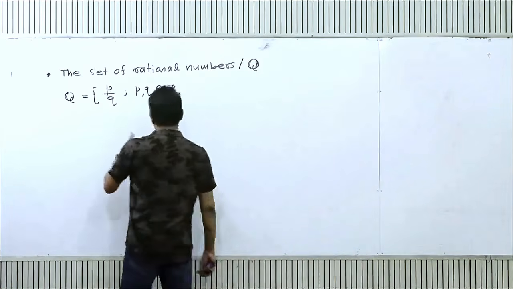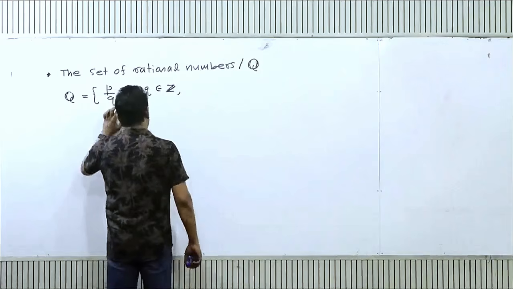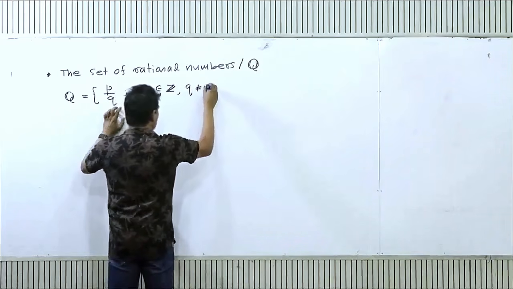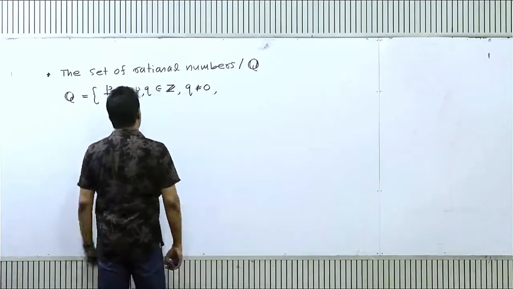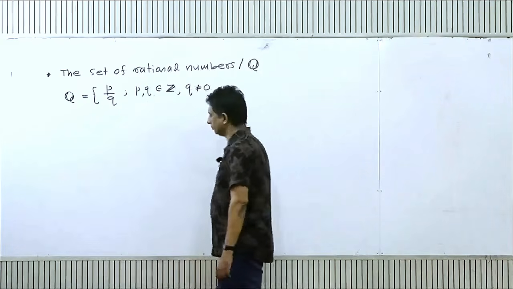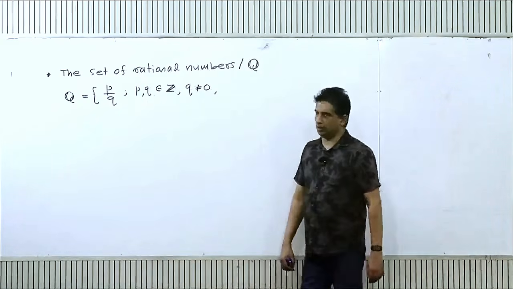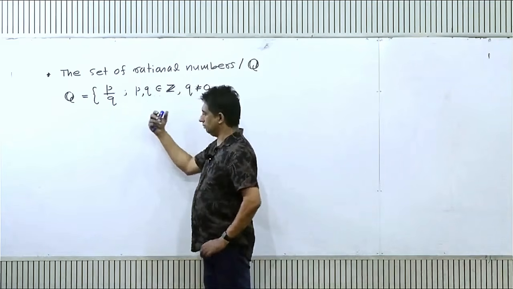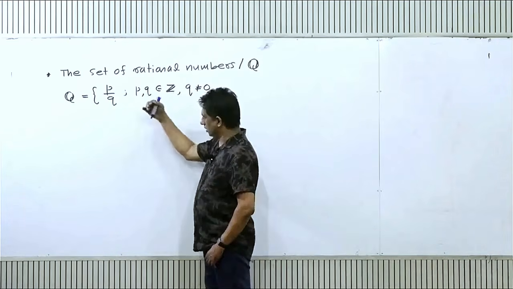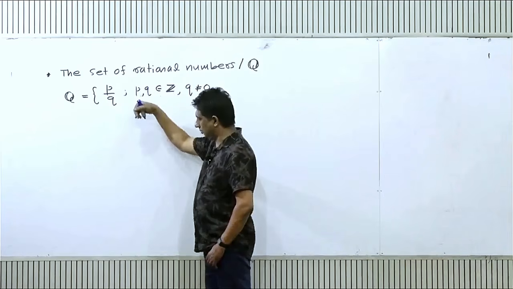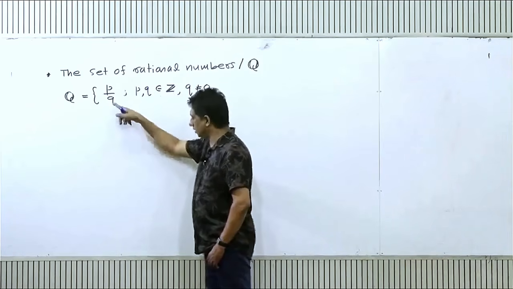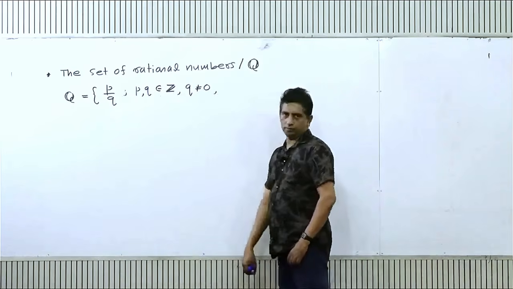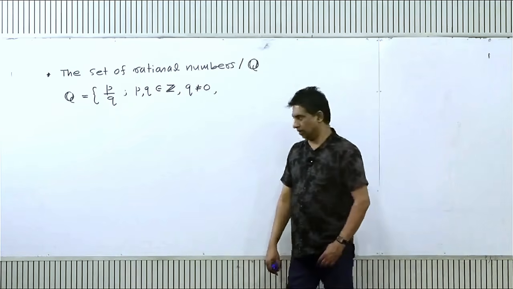But there are still further explanations. Now, Q is not equal to 0. Q is not equal to 0. That means in rational numbers, there are integers in the numerator and denominator, but the denominator integer should not be equal to 0.